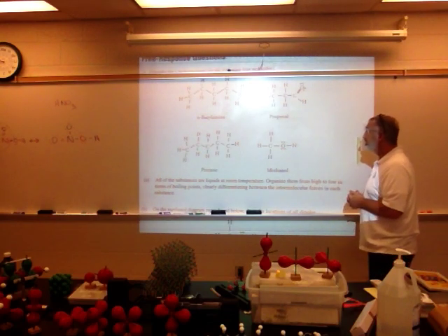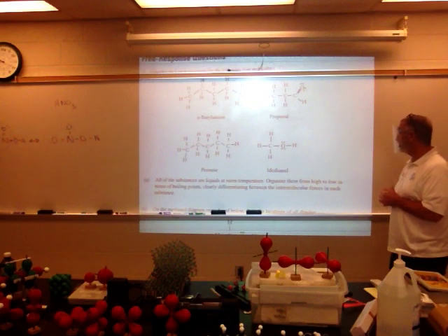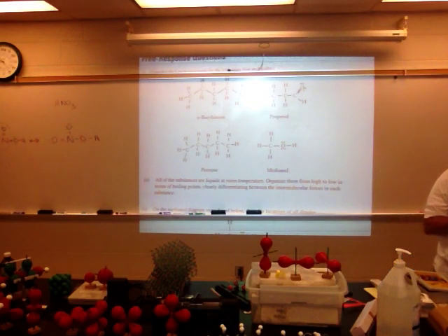All of the substances are liquids at room temperature. Organize them from high to low in terms of boiling points, clearly differentiating between the intermolecular forces in each substance. So, what determines the boiling point?